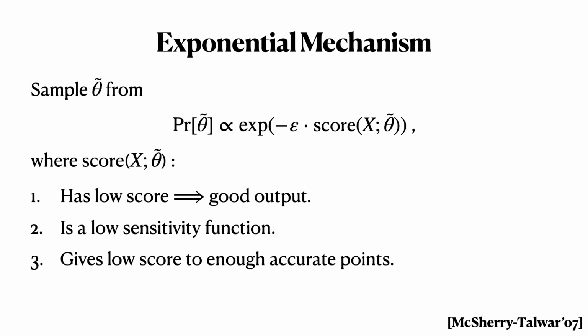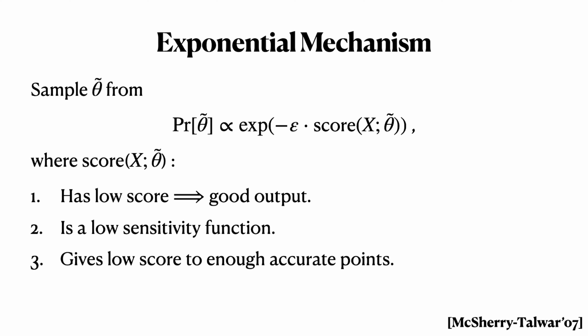Now I want to tell you a little bit about some of the techniques that go into our pure differentially private algorithm. Our algorithm uses the exponential mechanism, which was introduced by McSherry and Talwar in 2007. The high-level idea is to sample a parameter vector theta tilde from the following distribution, where the probability of every point is proportional to exp of negative epsilon times some score function, which is a function of the dataset X and theta tilde. Here, we should think of points which are low scoring as being good outputs or good estimates because they will be outputted with higher probability.